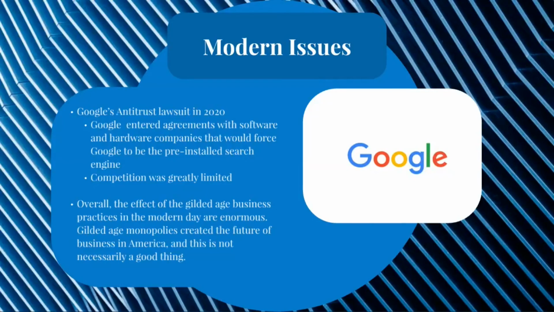There are still many other present-day companies similar to Google and its monopolistic business practices, such as Amazon and its dominance in the online retail industry, and Facebook and its dominance in social media. Overall, the effect of the Gilded Age business practices in modern day are enormous. Gilded Age monopolies created the future of business in America, and that's not necessarily a good thing.